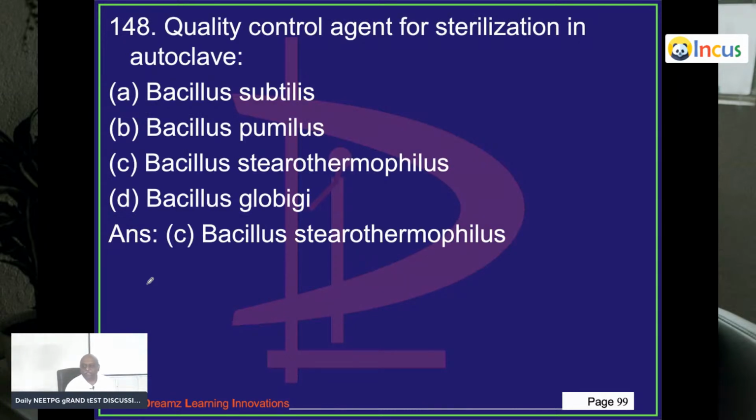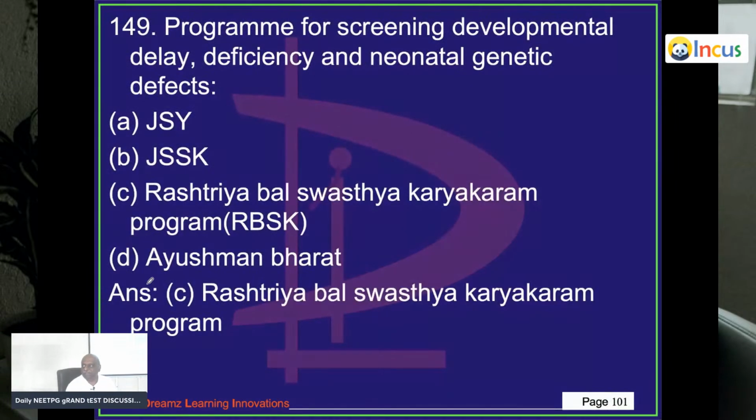For sterilization control, Bacillus stearothermophilus. The program for screening developmental delay, deficiency, neonatal genetic defects is the Rashtriya Bal Swasthya Karyakram program.